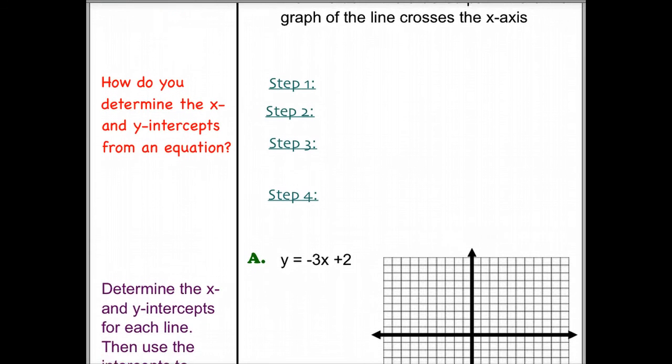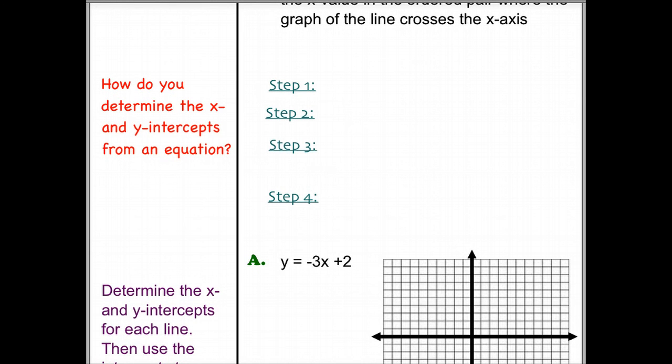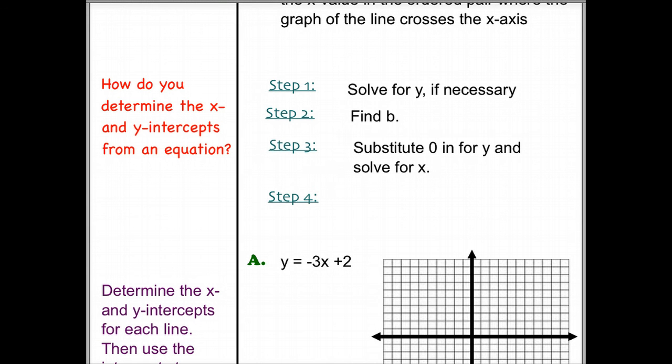How do you determine the x and y-intercepts from an equation? The first step we're going to do is solve for y if necessary. Find b, which is your y-intercept. And then you substitute 0 in for y and solve for x. Then you plot the intercepts and graph the line.